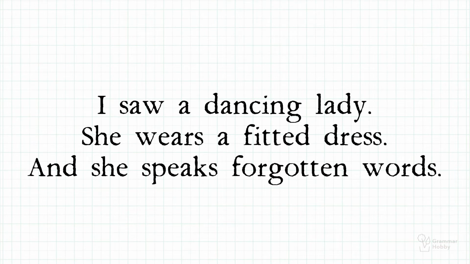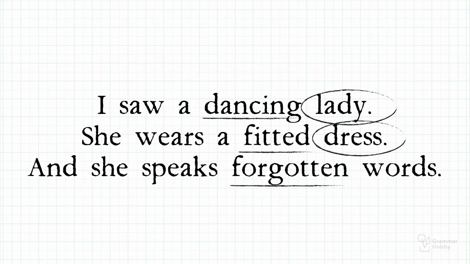Here are examples of participles used in a sentence. I saw a dancing lady. She wears a fitted dress. And she speaks forgotten words. Dancing, fitted, and forgotten are all participles. They describe the nouns lady, dress, and words.